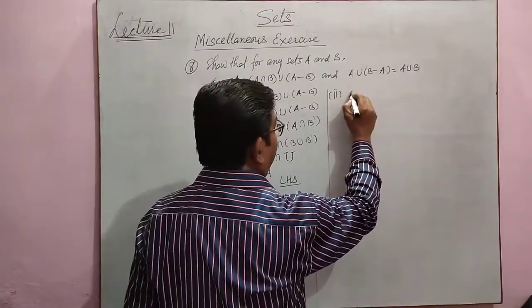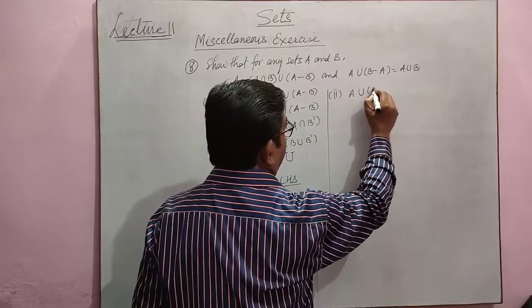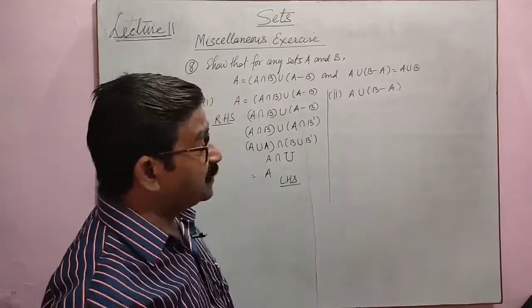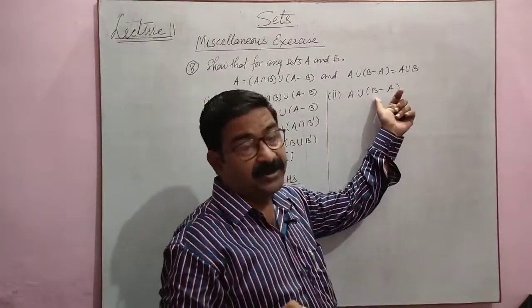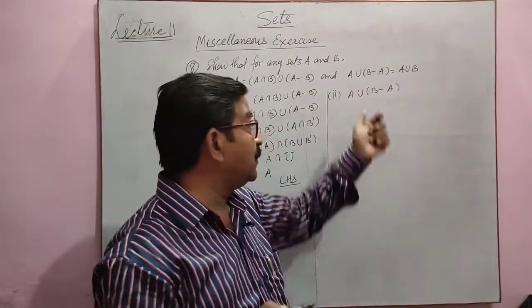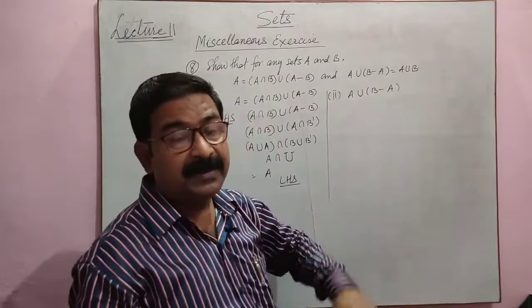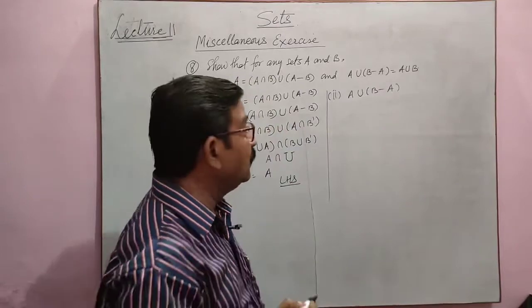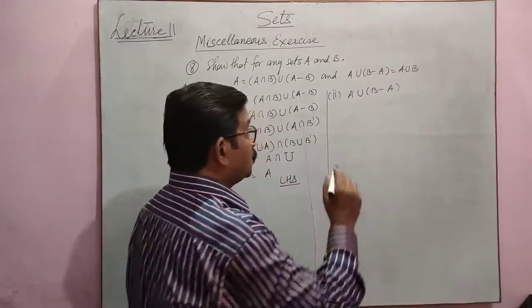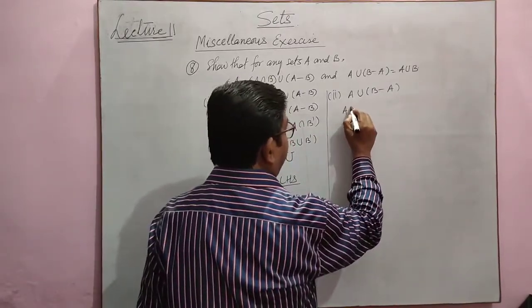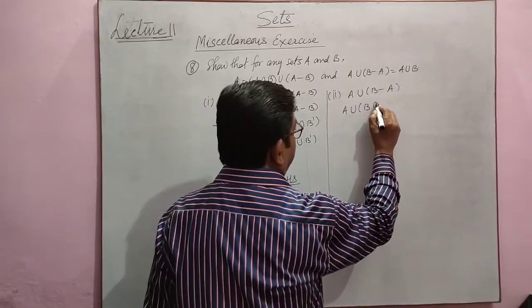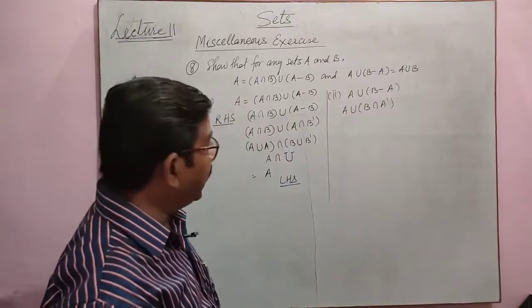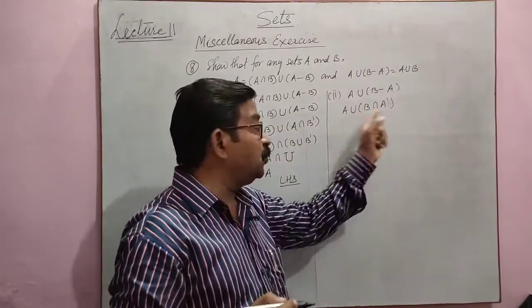Now I am taking second part. See, we have A union B minus A. Again we have elements of B which are not found in A. Means if element is not found in A, that will be found in its complement. So we can write A union B intersection A dash. Now again distribute this.